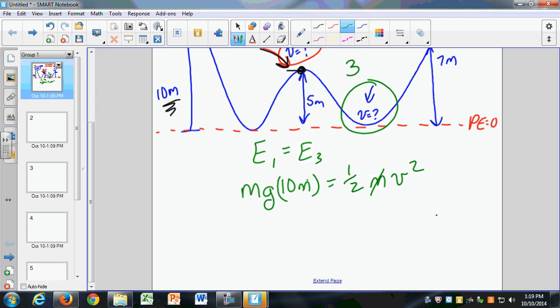My masses are going to cancel, and I'm left with g times 10 is 100 times 2. That's getting rid of this half over here. Square root of that, what's that? 14, roughly? Okay, so that's 14 meters per second.